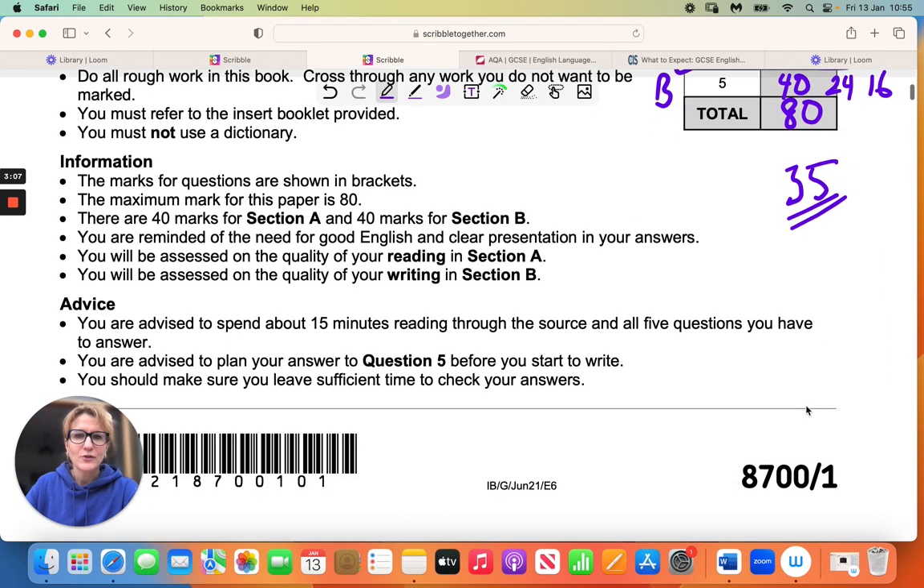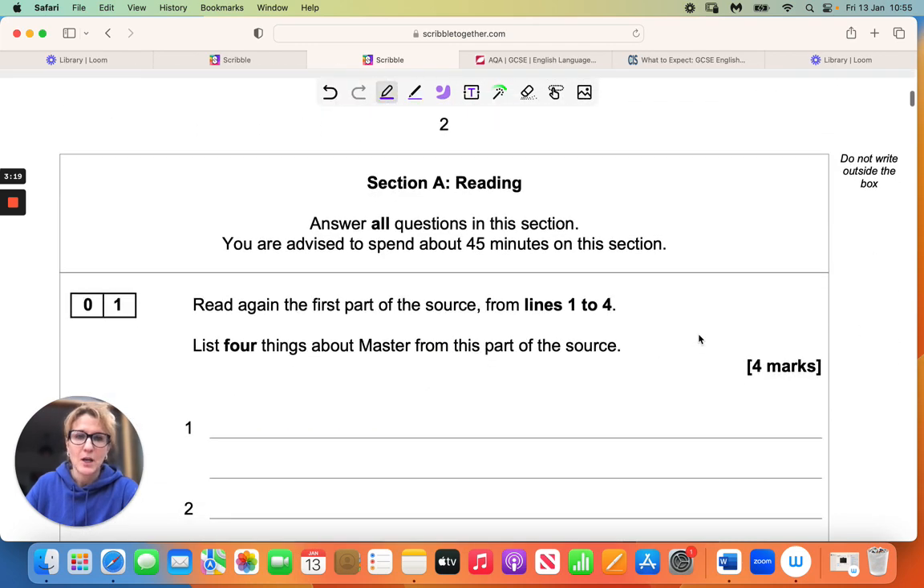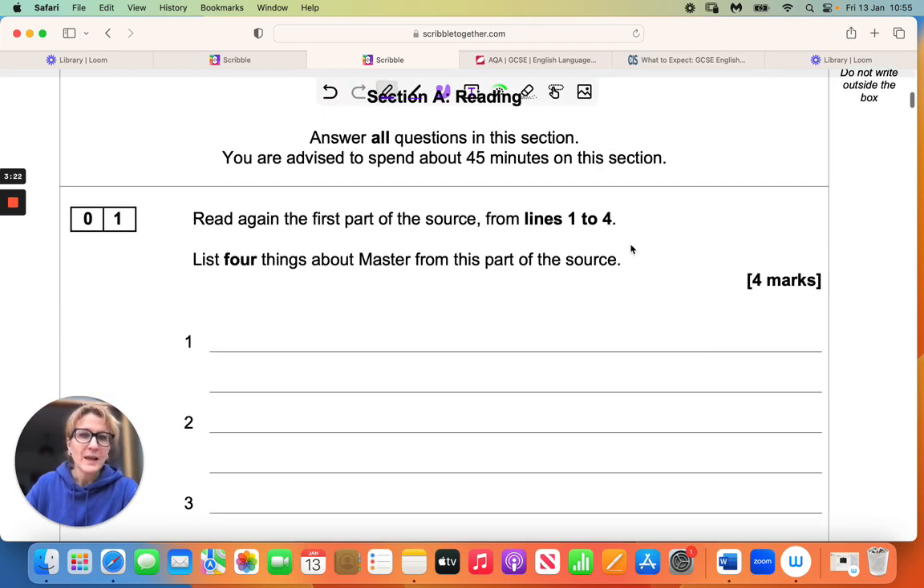After you go through this, it tells you to spend 15 minutes reading through the source and all 5 questions. I don't recommend that you read the source before you start. You read the first question so you understand what you're doing. Question 1 is always a comprehension question. Read the first part of the source from lines 1 to 4. This is the point that I recommend my students go to the source and draw a box around lines 1 to 4 and only read lines 1 to 4 before they answer the questions, okay?